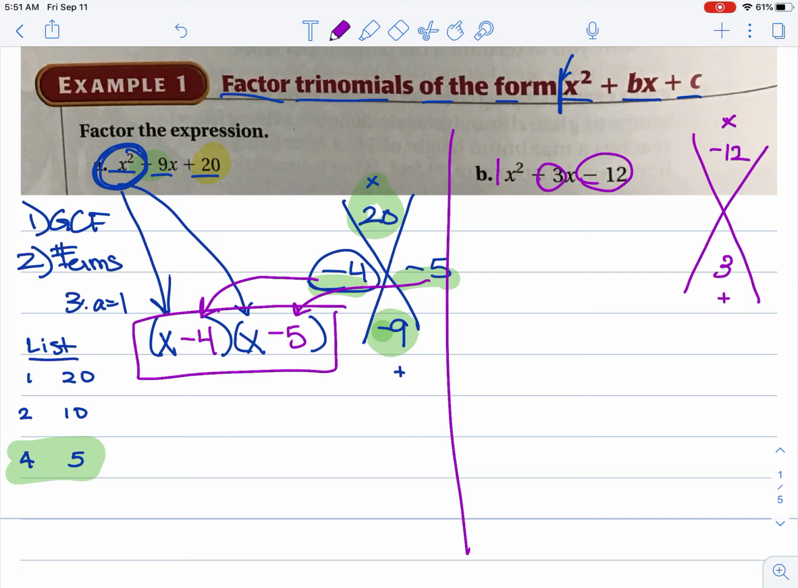So let's list off our factors of 12. Okay, and then we kind of start going backwards. So let's see which of these could make a 3. We're looking at them and I'm thinking, uh-oh, I don't see that there's actually any factors. So if there are no factors, we can't factor it.